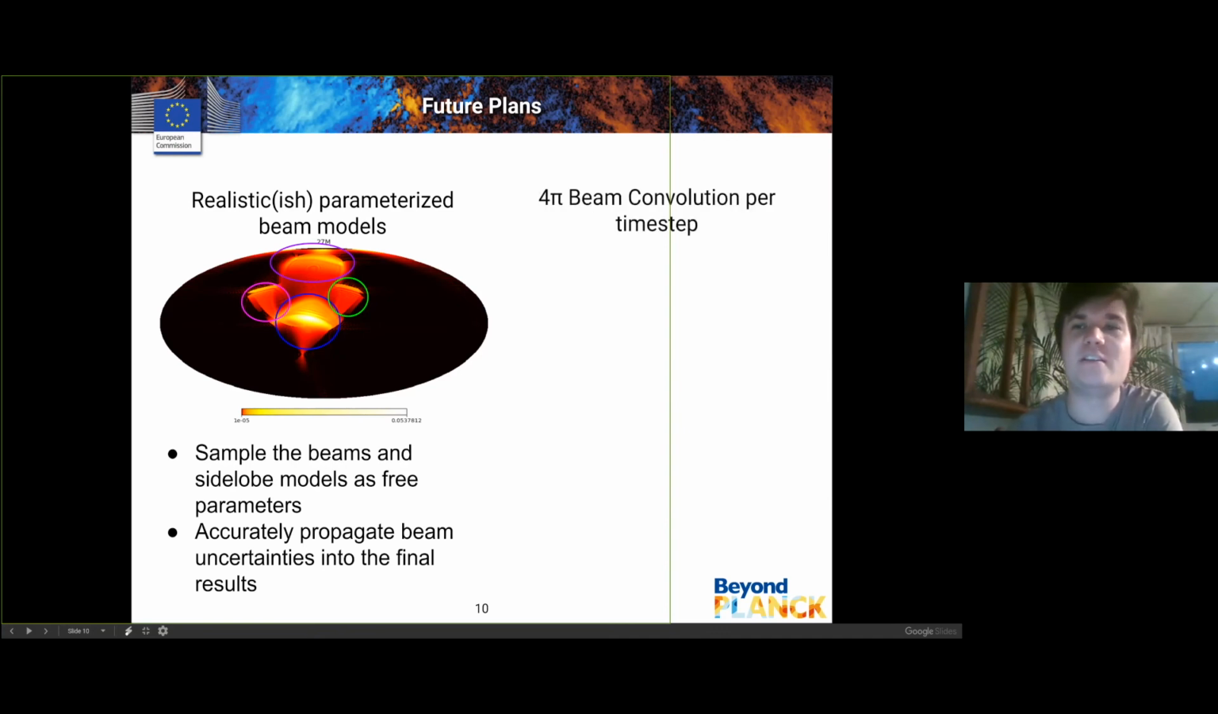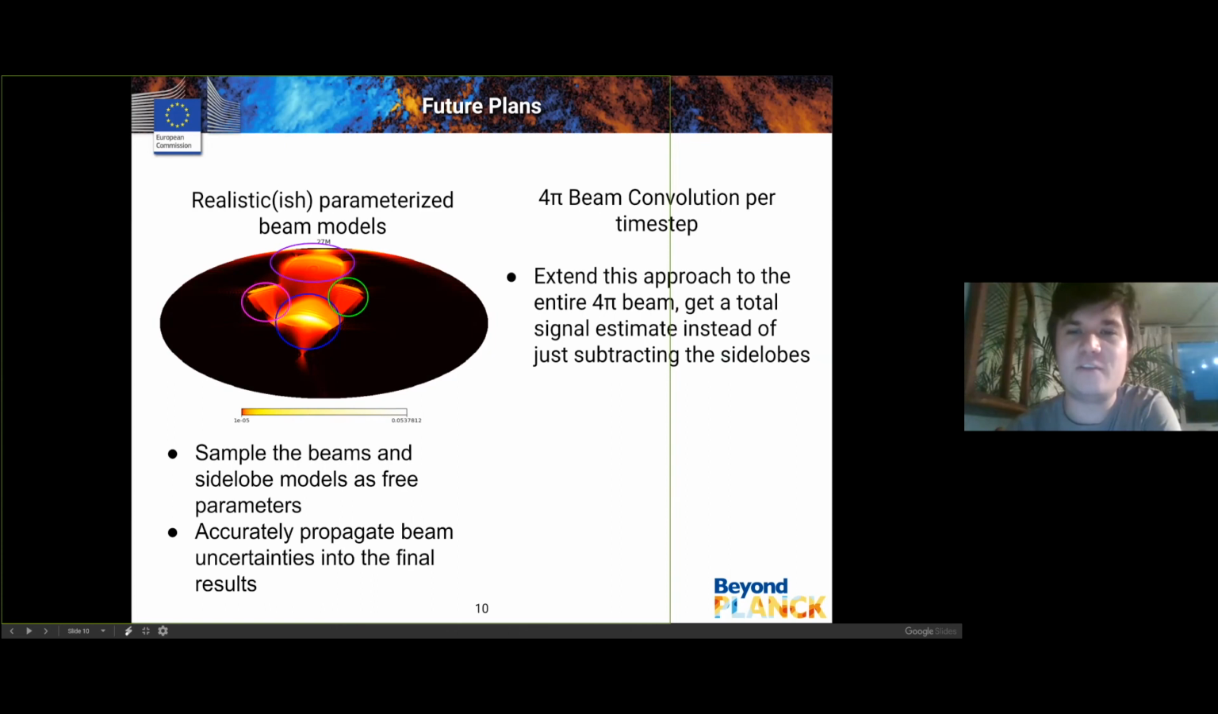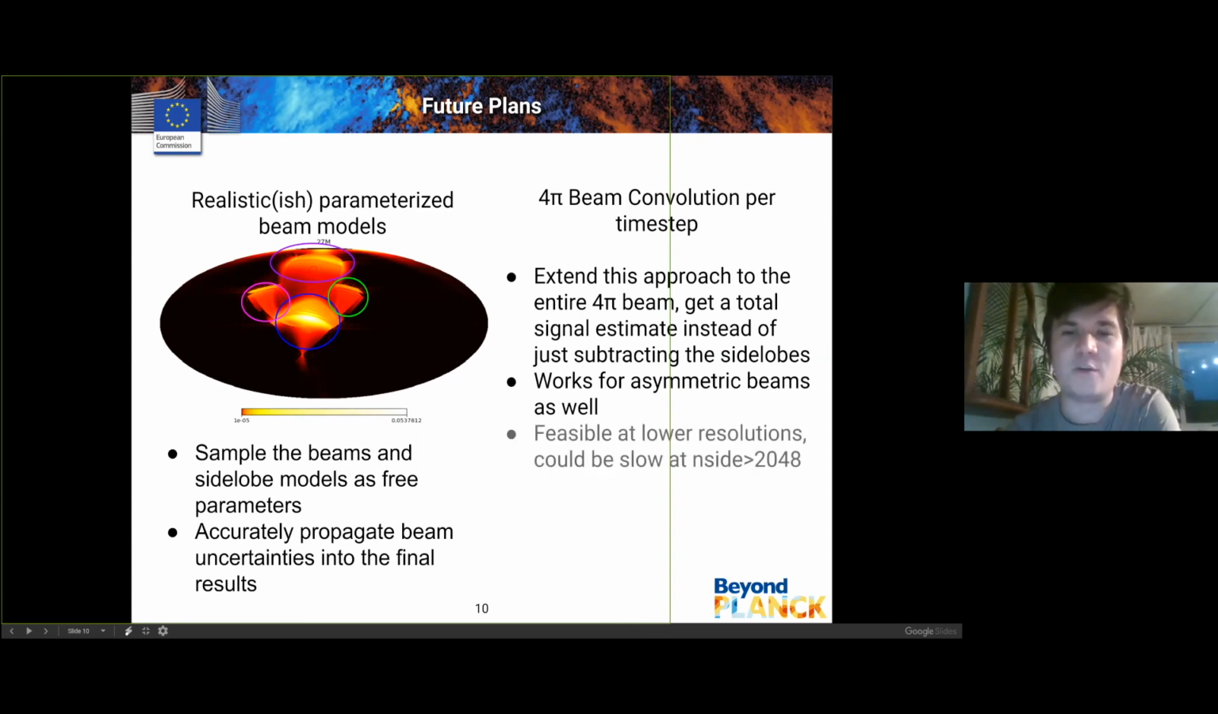The other thing we're talking about is, instead of just treating the sidelobes as a nuisance term, applying this same time domain convolution algorithm to use the full 4 pi beam. Instead of treating the main beam and the sidelobes differently, you just convolve the full sky with your full 4 pi beam description at every step. That gives you a full sky signal estimate that the detector will be seeing. In principle, this would also work for experiments that have asymmetric beams, because you can give it an asymmetric 4 pi distribution and it would still be able to convolve that. This is definitely feasible at lower resolutions, but as you go up in NSIDE, this might get prohibitively slow. So we will have to look into which cases this would be most effective for.